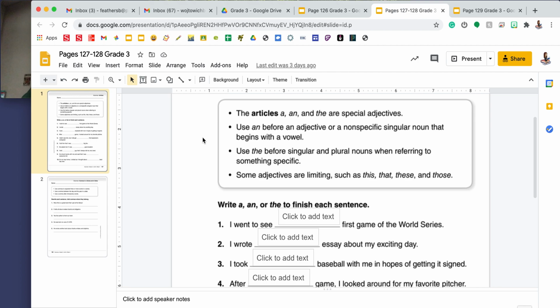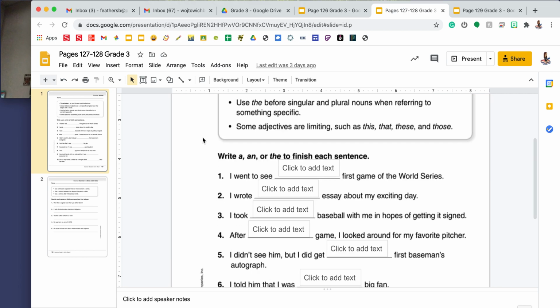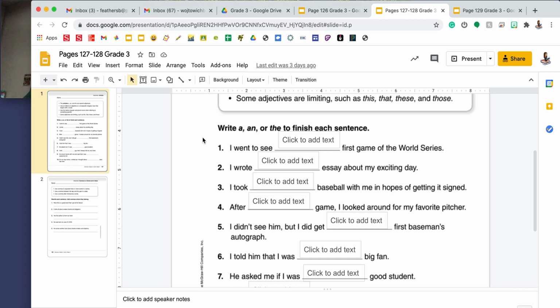We use an before an adjective or non-specific singular noun that begins with a vowel. So if you have a word that starts with A, E, I, O, or U, you're going to use the word an. We use the before singular and plural nouns when referring to something specific. And some adjectives, again, are limiting, such as this, that, these, and those. Let's take a look at a couple of these together so I can explain the differences between articles.